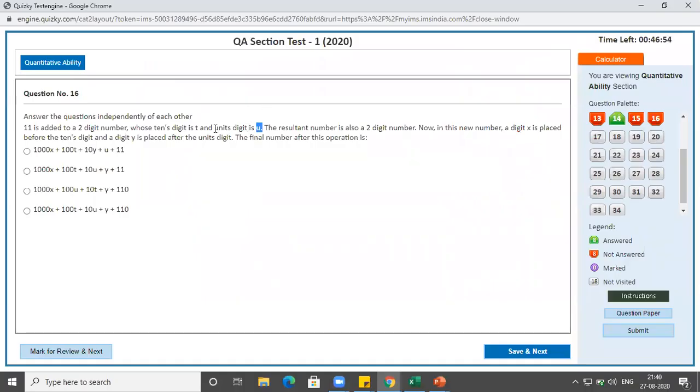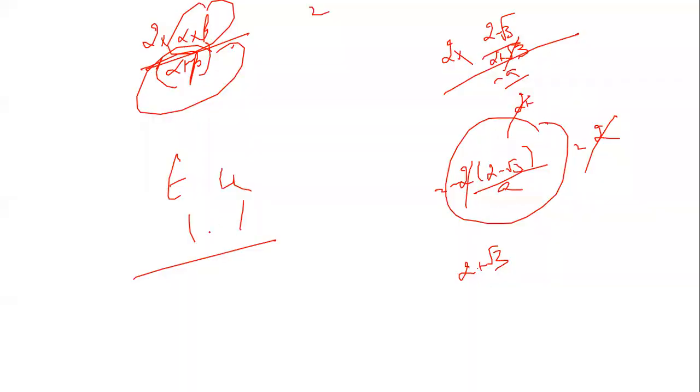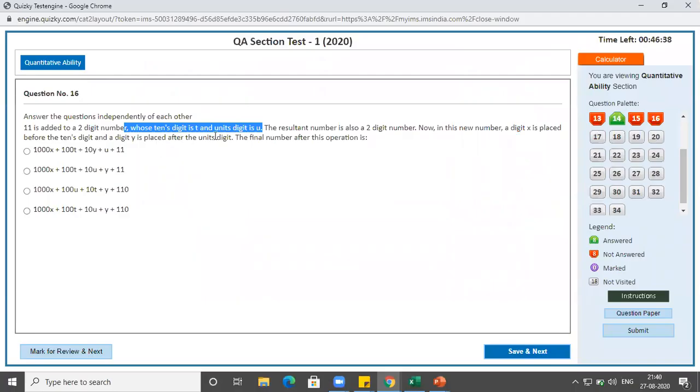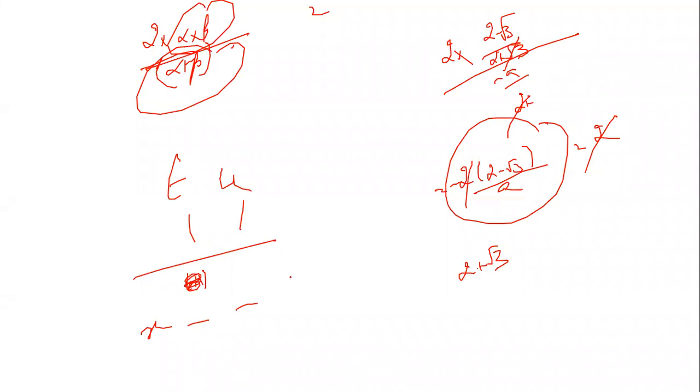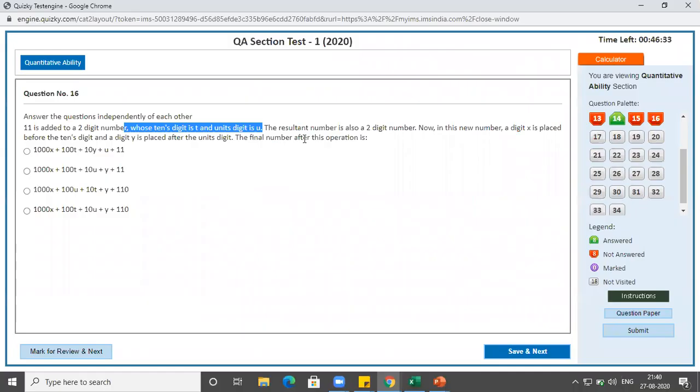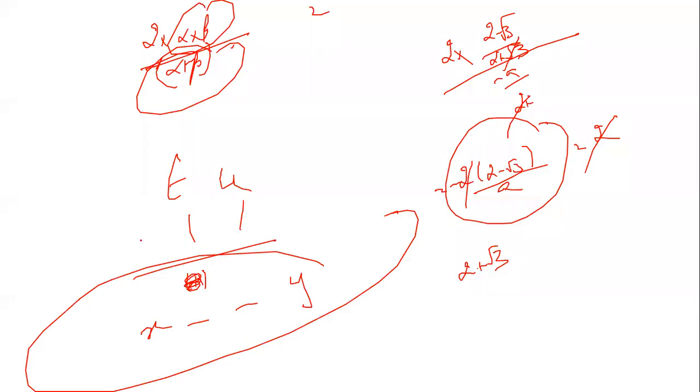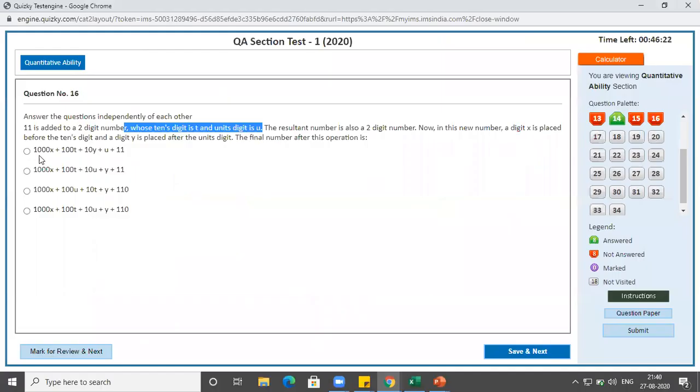Okay. Number system का question लग रहा है मेरे को so far. The resultant number is also a 2-digit number. Okay. Now in this new number, a digit X is placed before the 10th digit. Okay. So whatever this value is going to be T plus X, then A, and a digit Y is placed after the units digit. Okay, so something like this. The final number after this operation is 1000X plus, last में Y. So 1000X और last में Y देखूंगा मैं. Okay, last 3 options में.